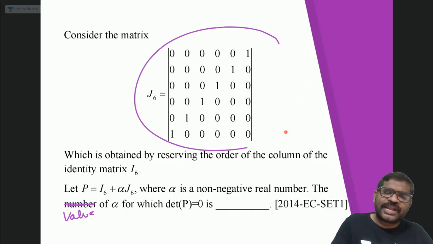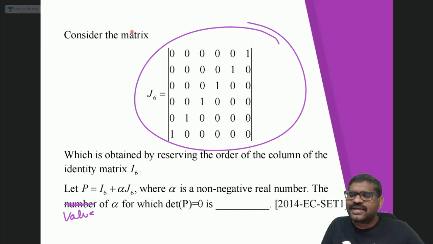Nitin, if you look at the matrix, you can understand how they have reversed the identity matrix. The principal diagonal is reversed as the other diagonal, just by observation. Now, for which value of alpha would the matrix P equal to I6 plus alpha J6 become 0? Whether 1 or minus 1, we have to decide. Now observe.